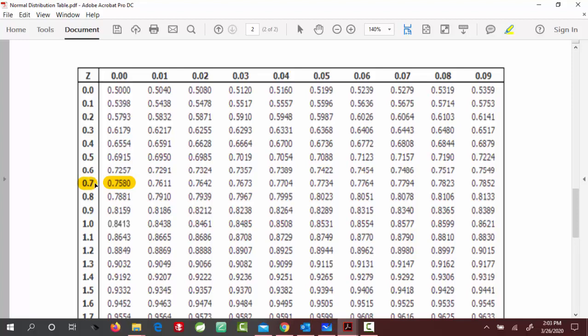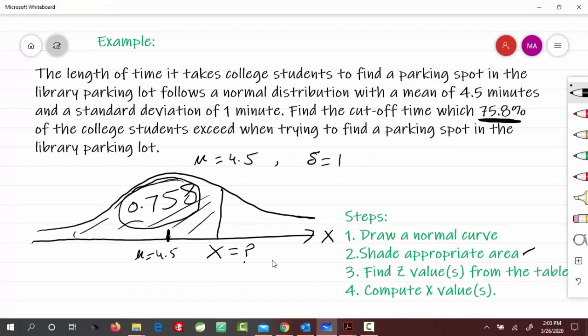It is 0.7, and the next digit comes from the column on top, which is the zeroth column, so the second digit would be 0, making it 0.70. So the z value from the table that we find is 0.70.